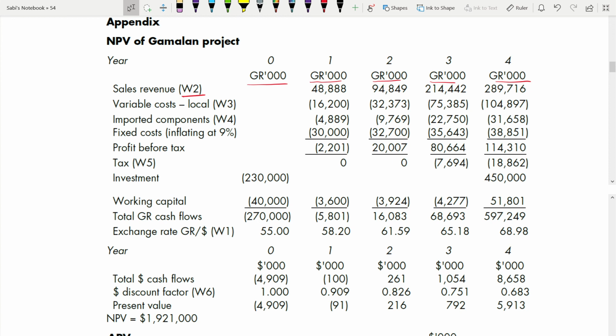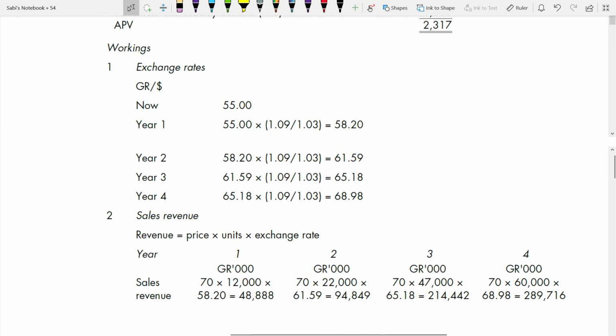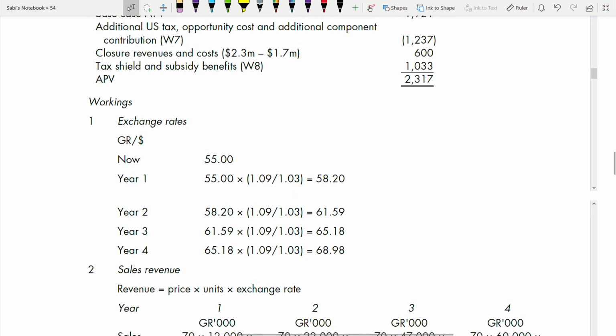Coming to the sales revenue, let's go to working 2. If it is working 2, then what is working 1? Working 1 is the exchange rate. Even though working 1 is the exchange rate, we are not using it immediately. We will use it later because we need it, right? So that's why they are keeping it ready. You can even start working on your sales revenue first.